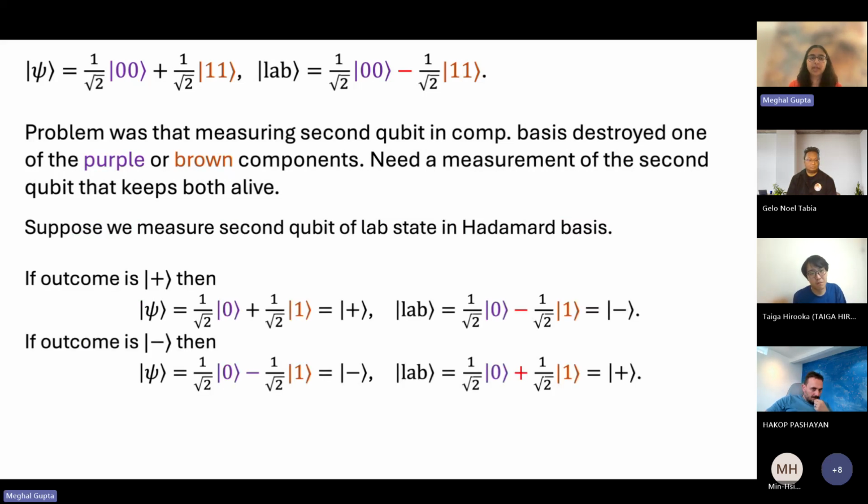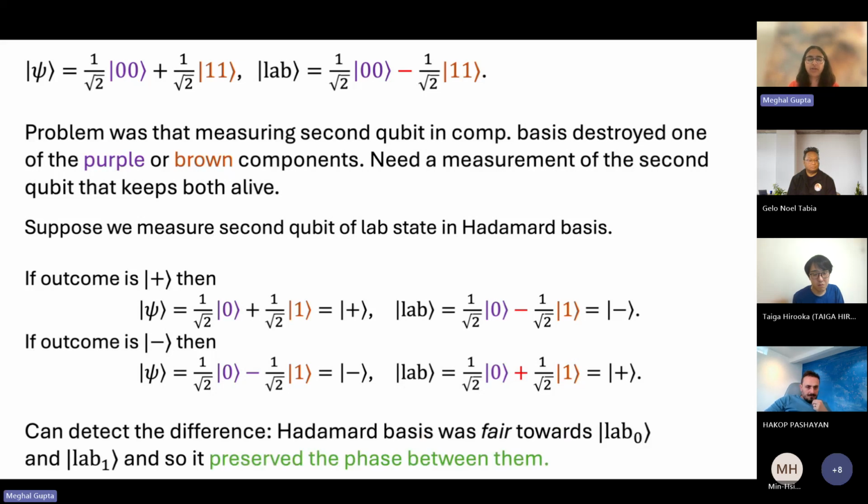So suppose instead that we measure the second qubit of the lab state in the Hadamard basis. Then if the outcome is plus, the reduced state on psi is going to be plus, and the reduced state on lab is going to be minus. And if the outcome is minus, then if you do the calculation, the reduced state on psi is minus, and the reduced state on lab is plus. And so running a test on the first qubit will now allow us to tell the two cases apart.